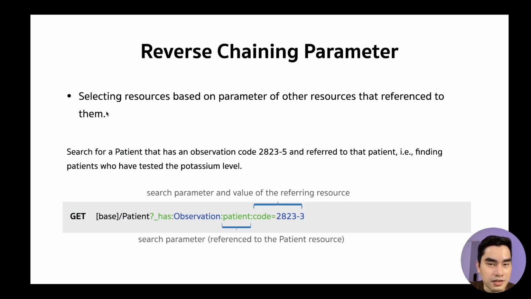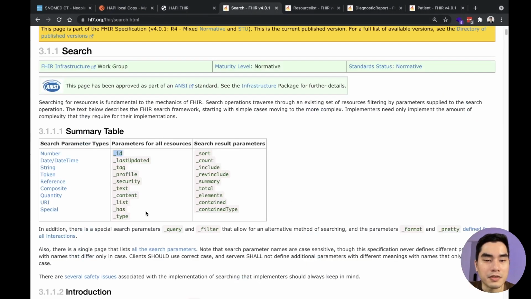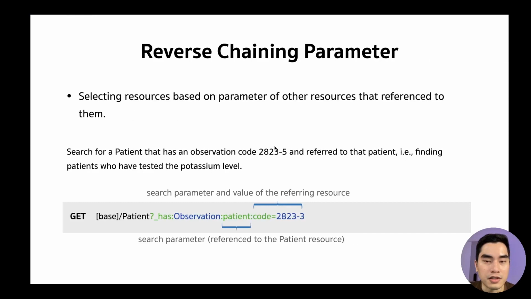Reverse chaining. This one is the other direction from the previous one. It's selecting resources based on a parameter of other resources that refer to them. For example, search for a patient that has, this is the _has parameter. You remember here, we had the _has parameter in this box. So that has an observation with this code, and refers to that patient, that is, finding patients who have had the potassium level tested before, like this. So it means find the patient resource, where there is an observation that refers to this patient, and that observation has this code. So this is reverse chaining. Complicated, right?